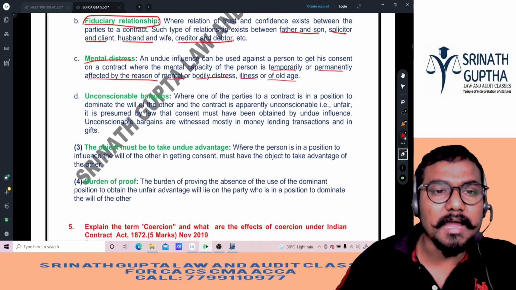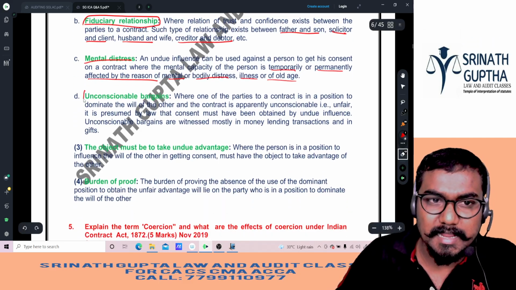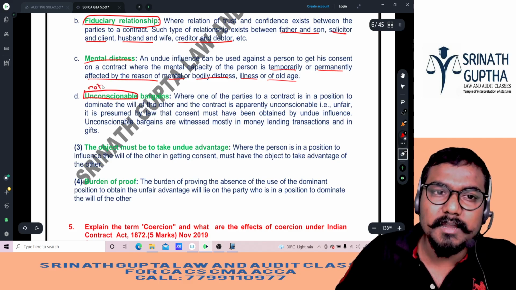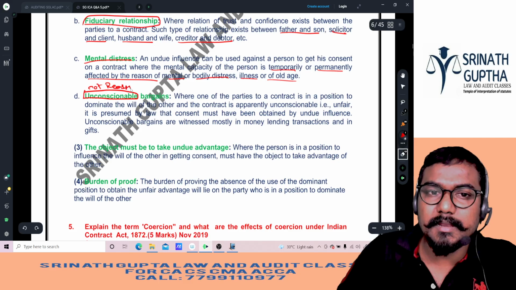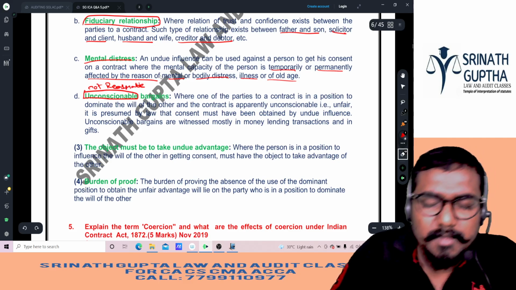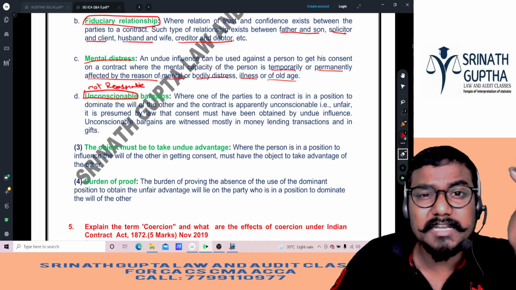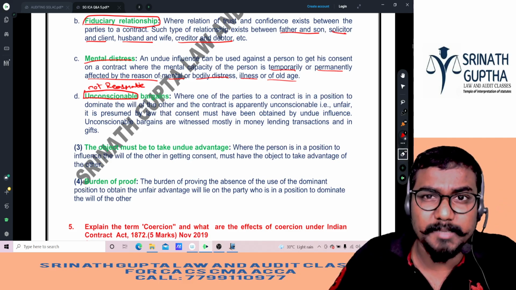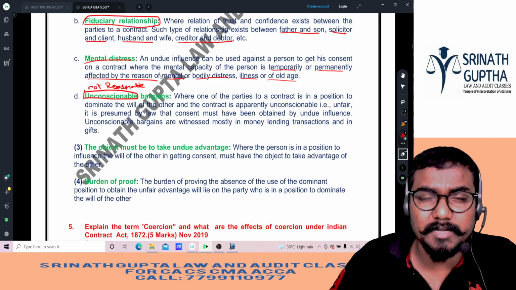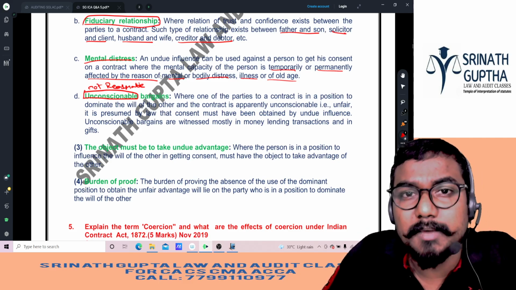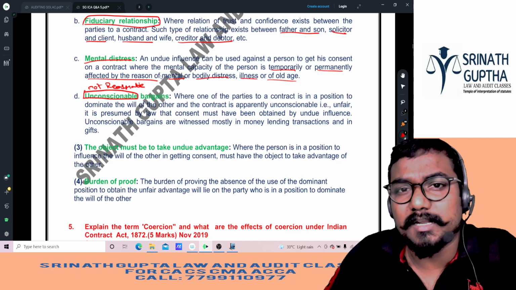Next one is unconscionable bargains. Unconscionable bargains means not reasonable bargains. For example, you went to the vegetable market. One tomato vendor is there. Tomato is a perishable item, because if you preserve the tomato for two or three days, it will perish. A small farmer came from a village to sell tomatoes in Hyderabad.